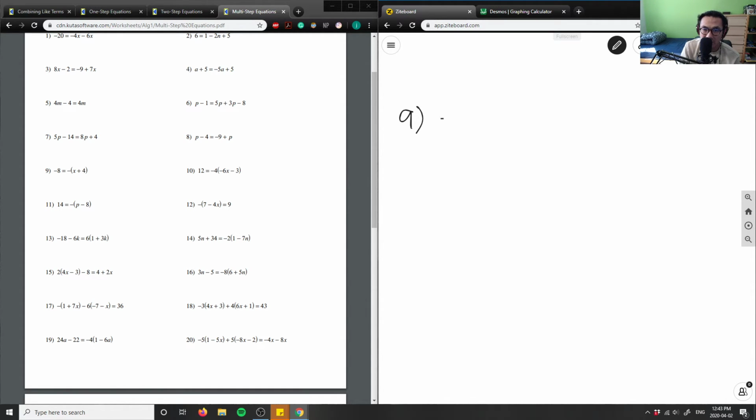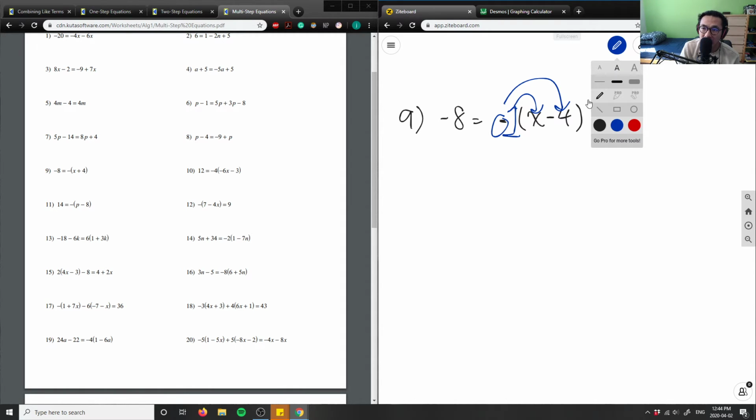So number 9 here, I have negative 8 equals, this is minus x minus 4, right? So how would I approach this problem? Again, this one's a bit tricky because this negative sign here plays a big difference. This negative sign, you can imagine a negative 1 here, and then I'm going to have to distribute it to the stuff inside the brackets, right?